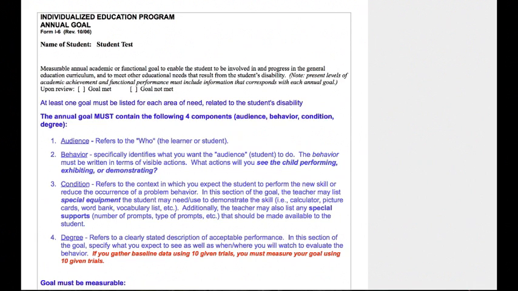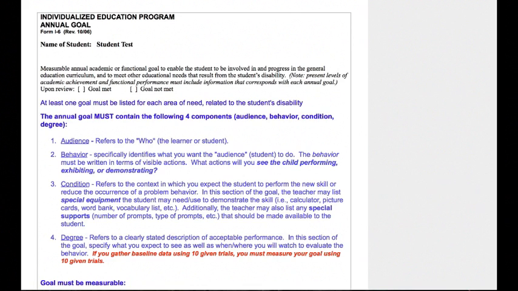The next component that you're going to want to document within that goal is what do you want that student to be able to achieve? Make sure that you're documenting it in terms of visible actions that one could observe. What will we want to see that child performing?